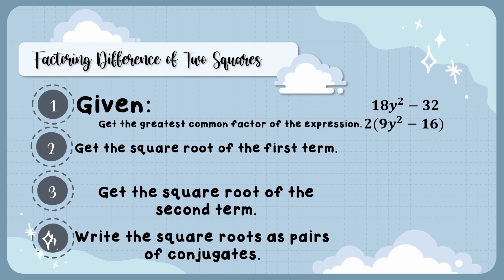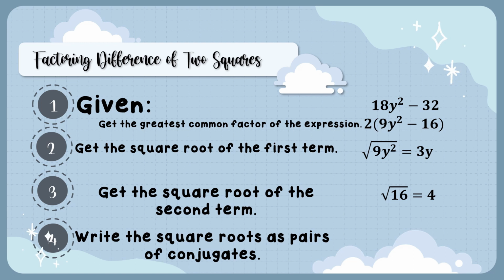Step number 2, get the square root of the first term. Our first term here is 9y squared. And the square root of 9y squared is 3y, because the square root of 9 is 3 and the square root of y squared is y. And let's proceed to step number 3. Get the square root of the second term. The second term here is 16 and the square root of 16 is 4.